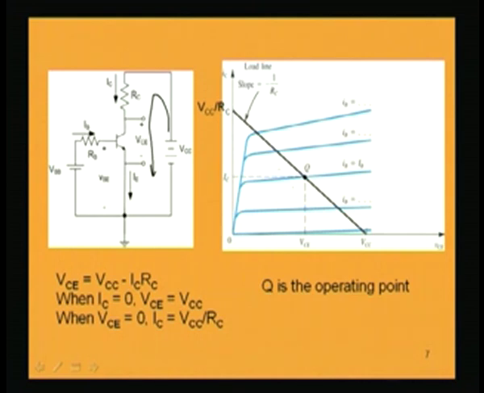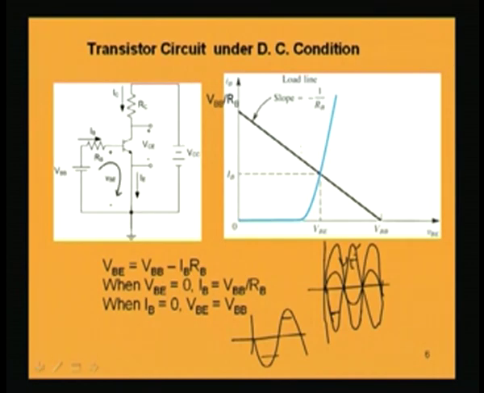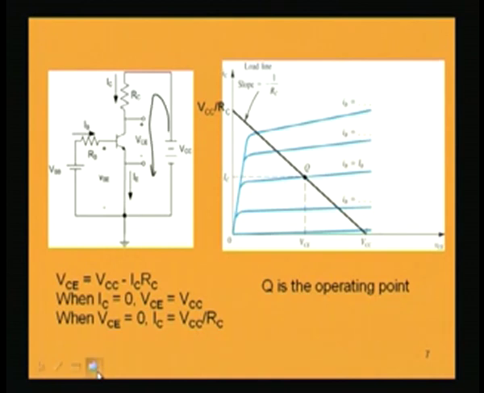Joining these two points, I get this load line. For a particular IB, for that particular DC condition of the input circuit, which is determined by nothing but the resistance in the base circuit, this is the operating point. This particular output characteristic for a particular IB intersects this DC load line at this point, which is Q.